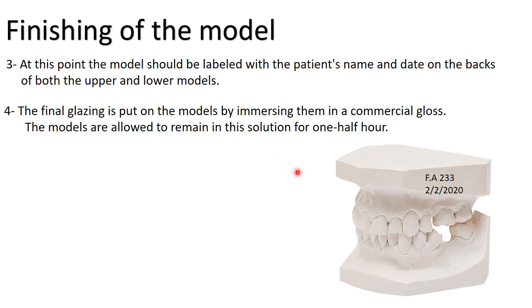At this point, the models should be labeled with the patient name, for example here, FA, and the date, and the number of the case. You can write the name of the patient or an abbreviation of his name, and the date. The final glazing is put on the models by immersing them in a commercial gloss so that the appearance will be glossy, and the models are allowed to remain in this solution for half an hour.